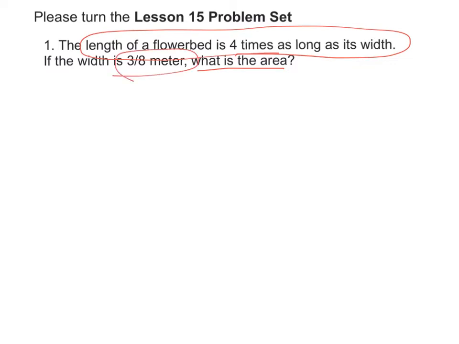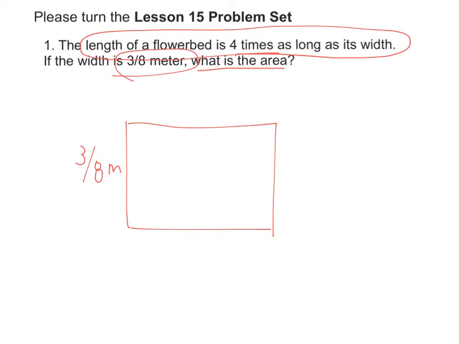Okay, so then step 3 is to draw and label a picture. What shape should we make the flower bed? A rectangle. Okay, do we know how wide it is? Yes. How wide is the rectangle? 3/8 of a meter. Make sure you label it as well, because if you don't, you won't know what the right label should be. And then what's the length?